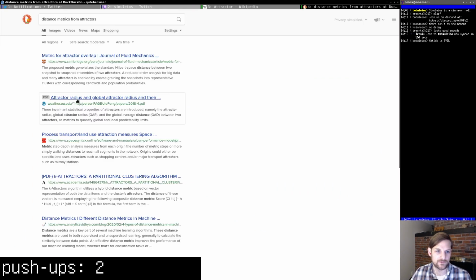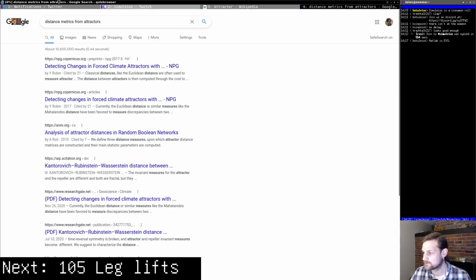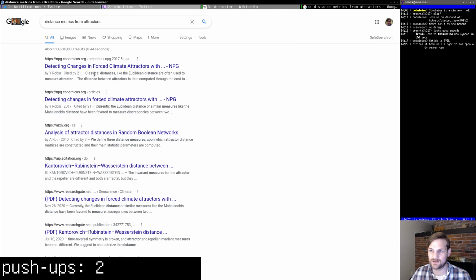Metric for attractor overlap, attractor radius, and global attractor radius. Maybe this is what I'm looking for. Let me go put this on Google instead of DuckDuckGo. And again, guys, if you have any comments, questions, concerns, ideas, anything like that, feel free to let me know, and I will totally address it as soon as I see it in chat.